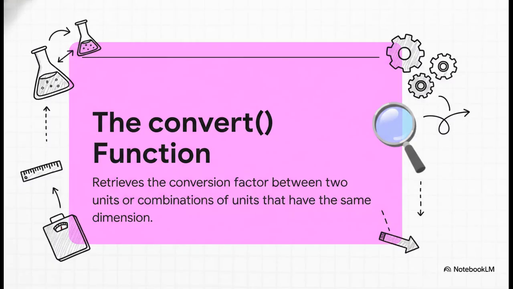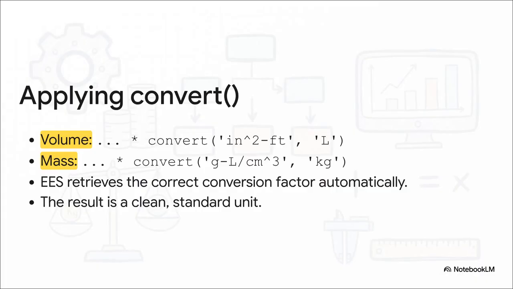The key is this magical little thing called the convert function. It's built right into EES, and its entire job is to find the right number to multiply by to get from one set of units to another, as long as they're both measuring the same thing, like volume. And the syntax couldn't be easier. It's just convert, then the unit you're starting from, comma, the unit you want to get to. Simple. So here's how we put it to work.